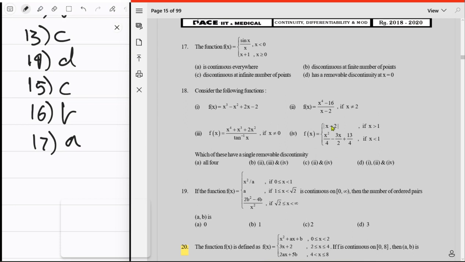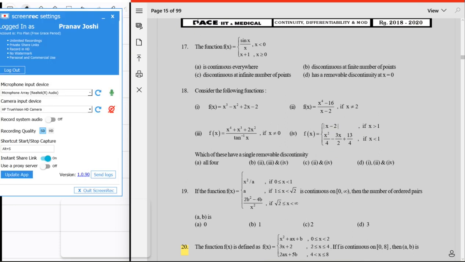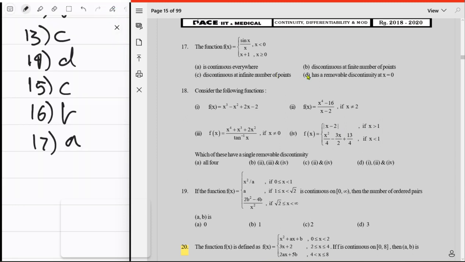Mod of x minus 2 if x is bigger than 1. I mean, I'm recording with sound, right? Yeah, it seems so. Okay, mod of x minus 2 if x is bigger than 1, and this thing if x is less than 1. So it's well defined, in fact. And it's continuous as well, even at x equal to 2.